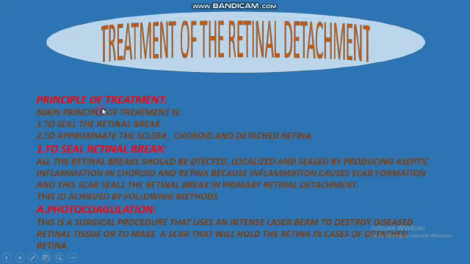Now finally, the treatment of the retinal detachment. The principle of the treatment: first, to seal the retinal break. So all the retinal breaks should be detected, localized and sealed by producing aseptic inflammation in the choroid and retina, because this inflammation causes scar formation and this scar seals the retinal break in the primary retinal detachment.